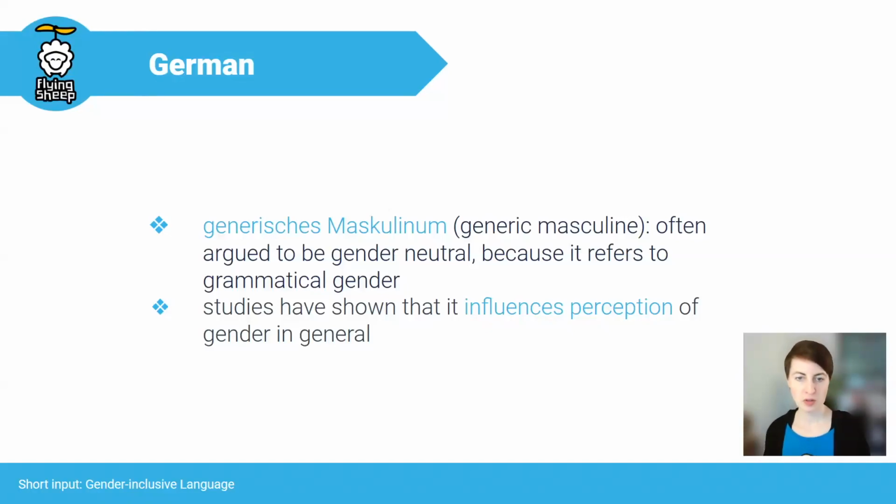But studies have shown in the past that it actually influences the perception of gender by people. And more specifically, people who read or hear the generic masculine more often think of men, especially when it's used in contexts or for professions that are historically dominated by men. And other studies suggest that children are more likely to consider a future career in a certain field if jobs are presented with gender-inclusive language.